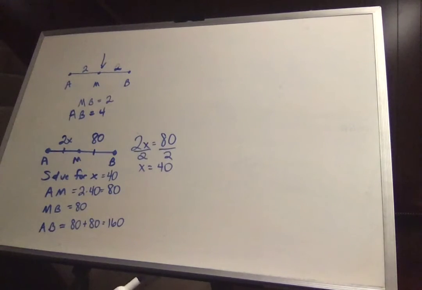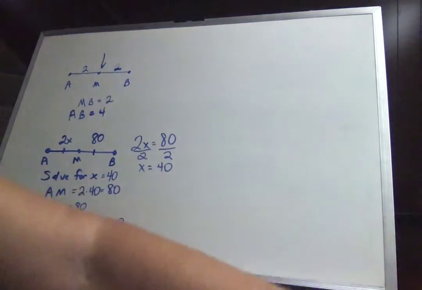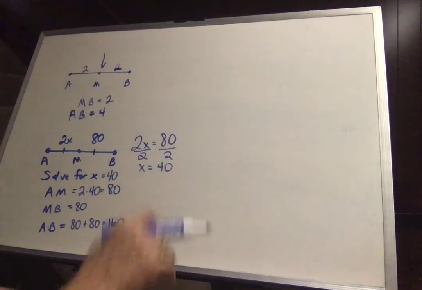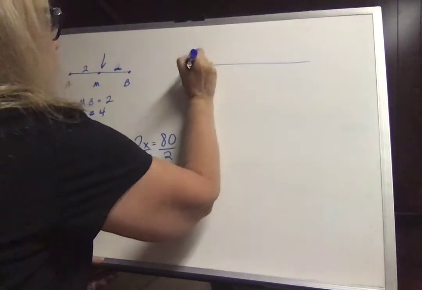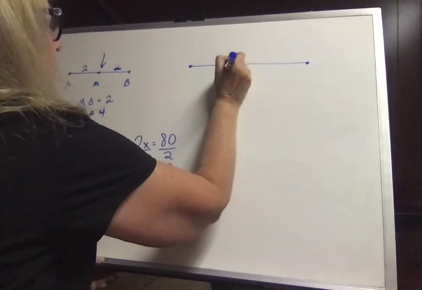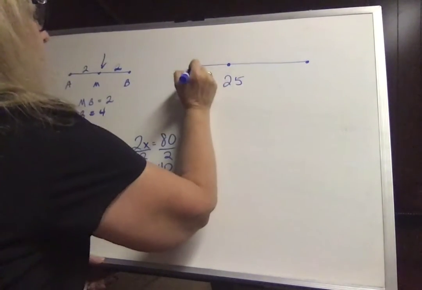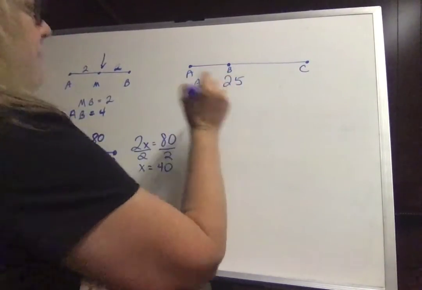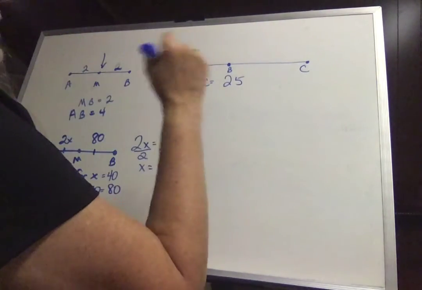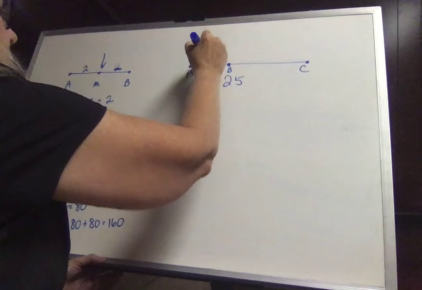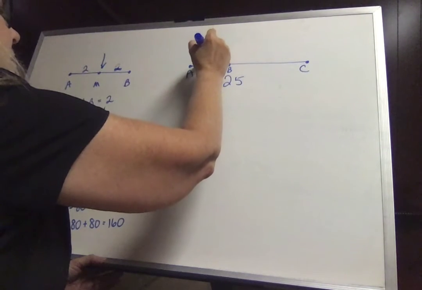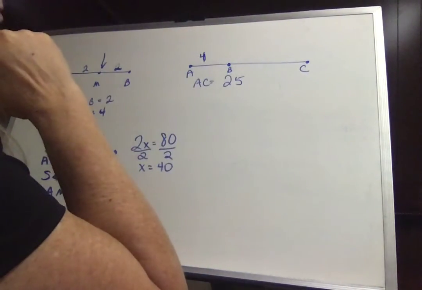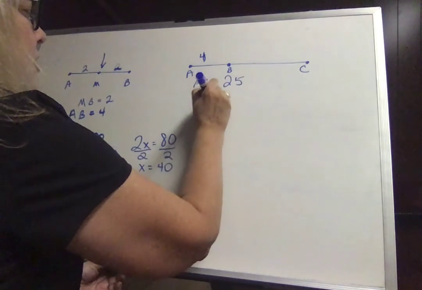Okay, now we're going to look at part plus part equals whole for segments where they're not giving you the midpoint. So here's an example. If this whole A, B, C, A to C equals 25 and A to B equals 4. A to B equals 4 and A to C equals 25. And what if they asked you, how long is B to C?